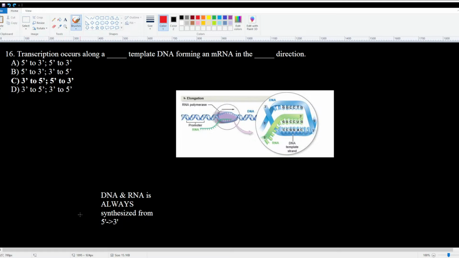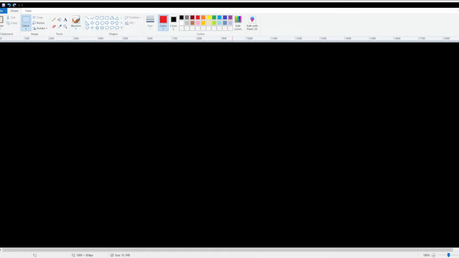If we're always going to be synthesizing from 5 to 3, then we're going to be reading from 3 to 5, because we have to move in the opposite directions. So we're reading one way and we're making the other way. Transcription is going to occur along a 3 to 5 template forming mRNA in the 5 to 3 direction. So that's 16.